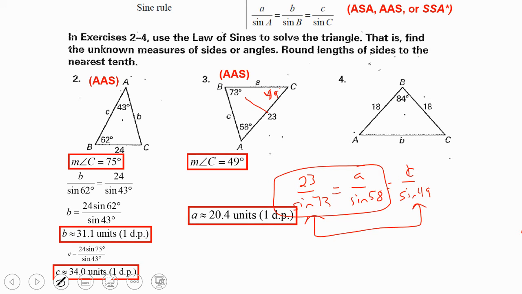So that's A is 20.4, and that's C, 18.2.